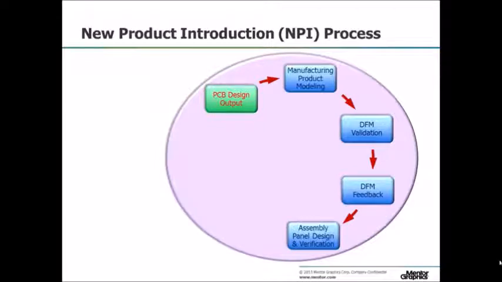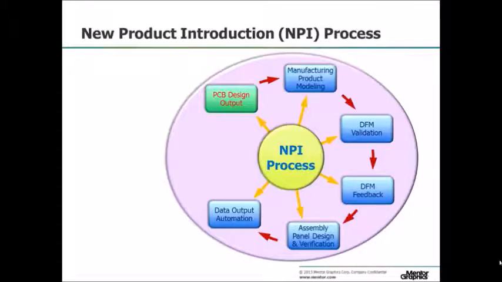Next we design the assembly panel, and also run design for manufacture verification on the panel itself to ensure that we haven't introduced any manufacturing problems as a result of designing the panel. Finally, we can produce our manufacturing data output for fabrication and for assembly. All of the stages you see at the moment form the NPI process. Once all of these stages are complete, we can then hand off the manufacturing data ready for process preparation.